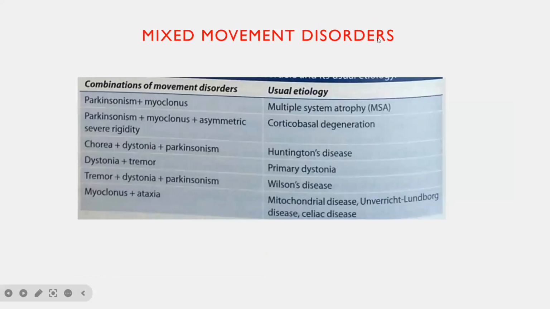Some patients will have mixed movement disorders, not like typical hypokinetic or typical hyperkinetic. Both hypo and hyperkinetic movement disorder will be there in some disease entities. For example, in multiple system atrophy, patient will have myoclonus and Parkinsonism. In corticobasal degeneration, patient will be having Parkinsonism, myoclonus, and asymmetrical rigidity. In Huntington disease, patient will be having chorea, dystonia, Parkinsonism. In primary dystonias, patient will have dystonia with dystonic tremors. Wilson's disease patient will be having tremors, dystonia, and Parkinsonism. And in mitochondrial diseases, progressive myoclonic epilepsy, celiac disease, patient will have ataxia and myoclonus. So these will be categorized under mixed movement disorders. Okay.